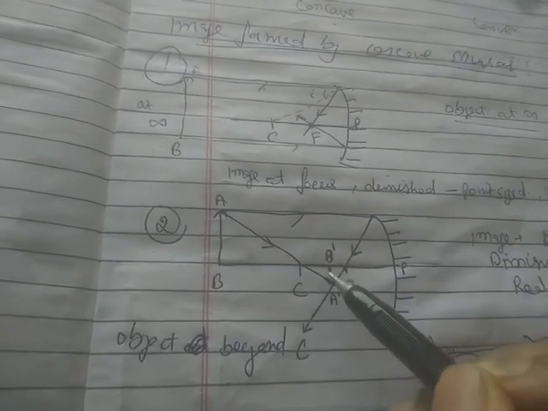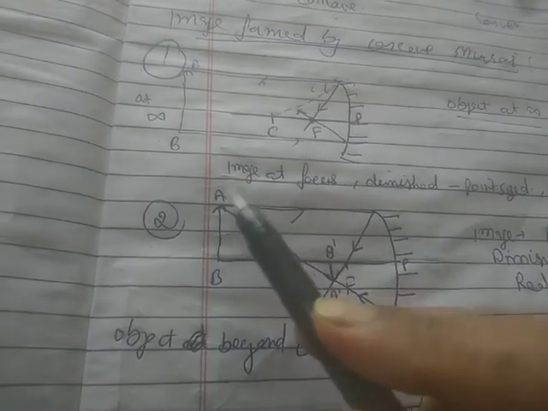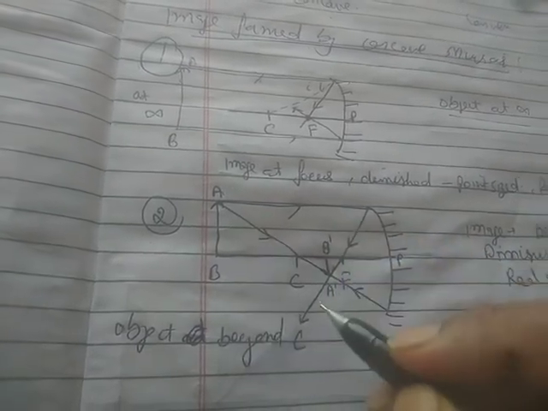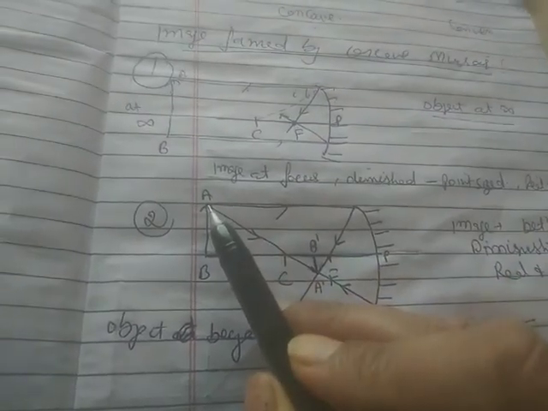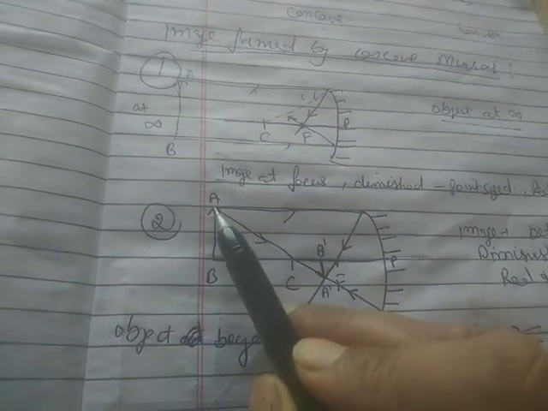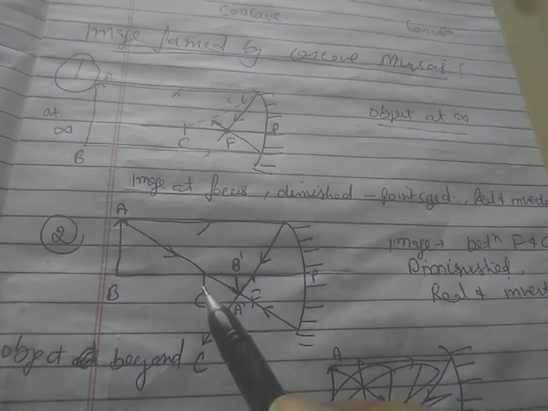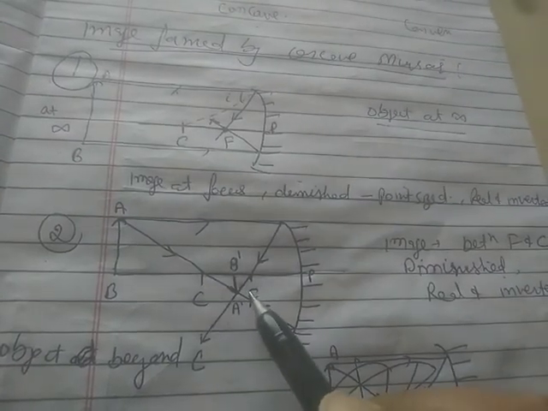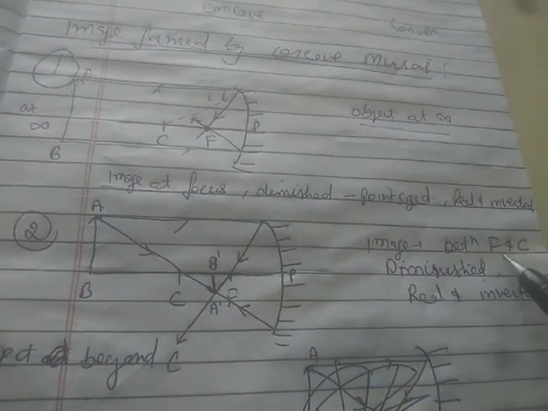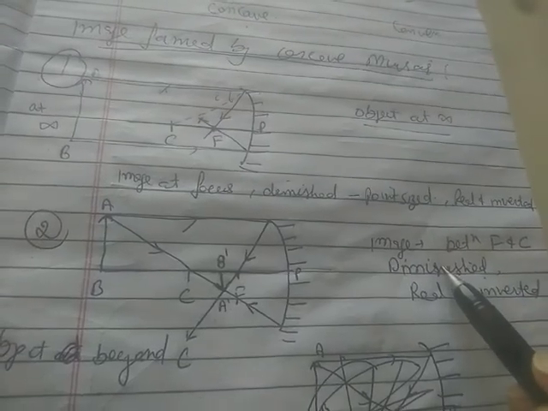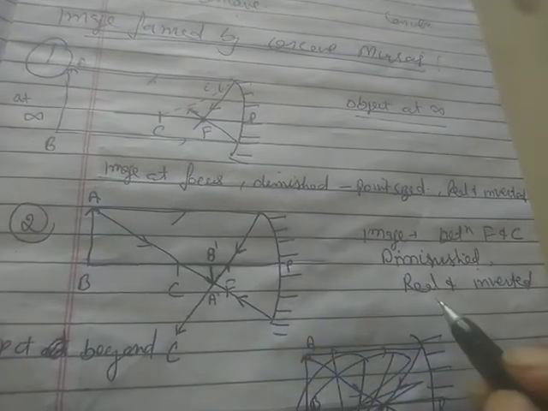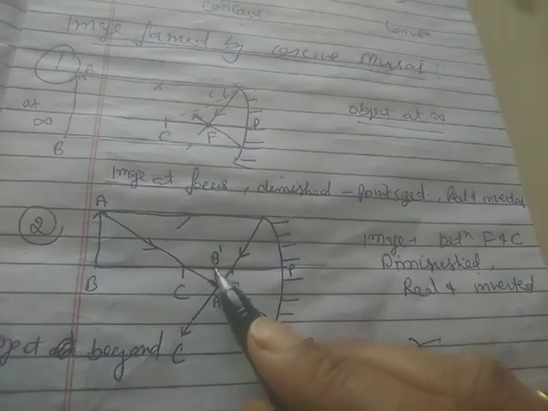Okay? Here the image is formed. If we have taken A, B as the object, the image will be A dash, B dash. It is clear from the diagram that the size of the object is large as compared to the size of the image. So the image is formed between C and F. Clear? Formed between C and F, and it is diminished, meaning small in size as compared to the object, real and inverted, an upside-down image.